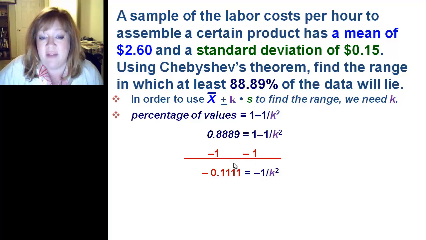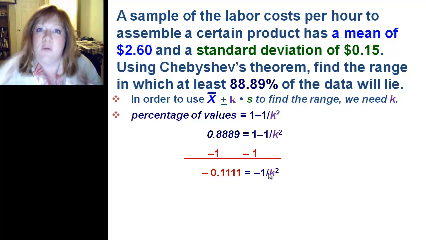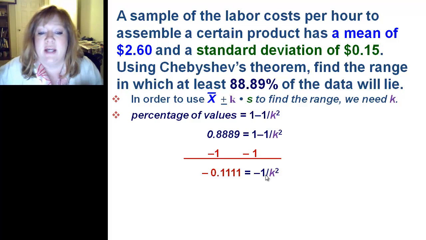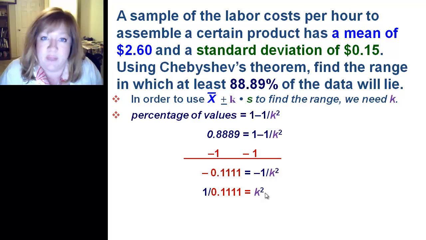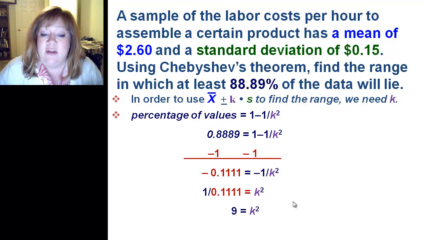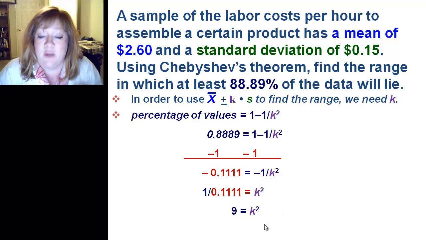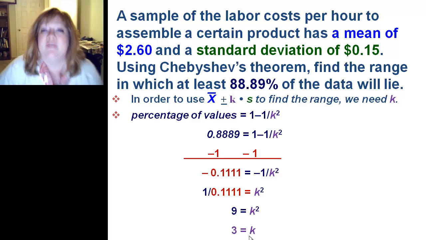Now when you have a fraction where k squared's on the bottom, you can just flip both of them. So in other words, I can just say 1 over 0.1111 equals k squared. If you want to do it the long way, you'd multiply both sides by k squared, and then you'd have to divide by 0.1111, and you'd end up at the same point that I am right here. If you do that out, you get 9. 9 equals k squared, and so k is 3. That gives you the number of standard deviations.